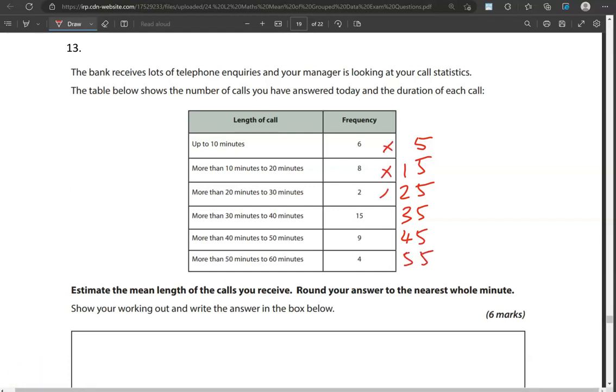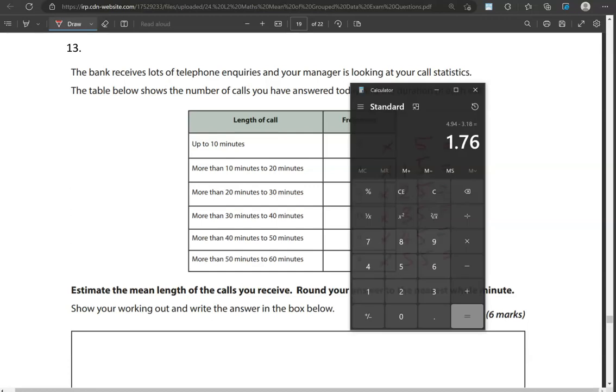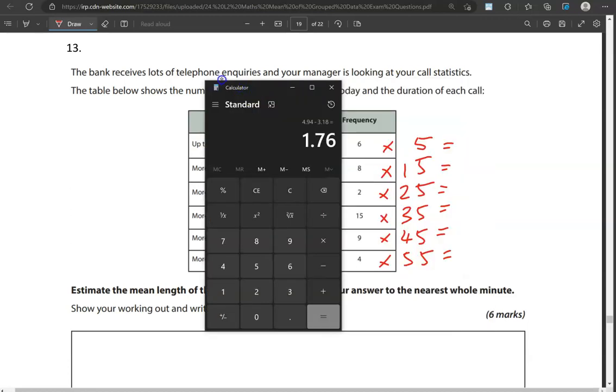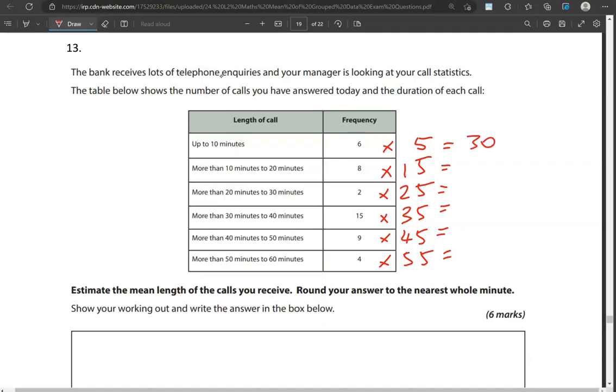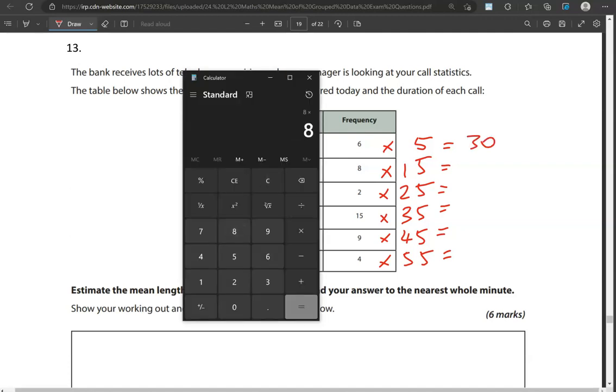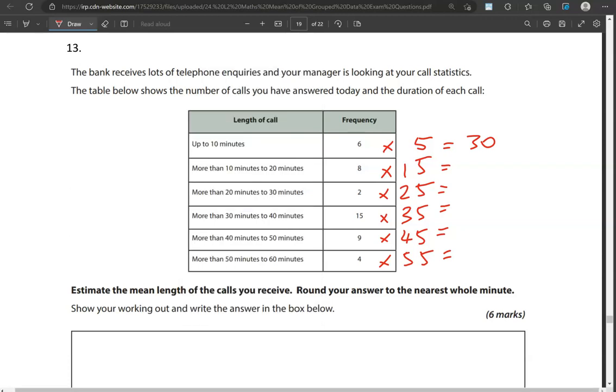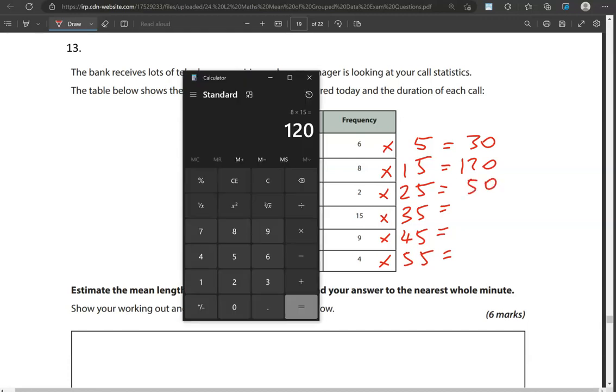Multiplying these by the frequencies, so 6 times 5, that is 30. 8 times 15, that is 120. 2 times 25, that is 50. 15 times 35 is 525.